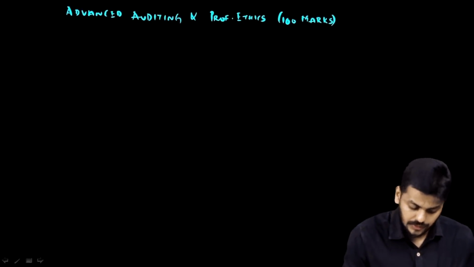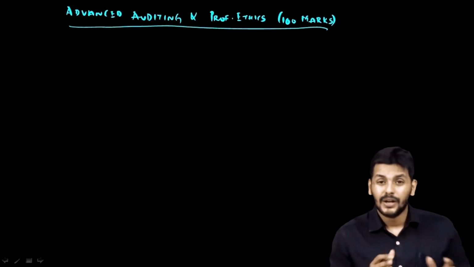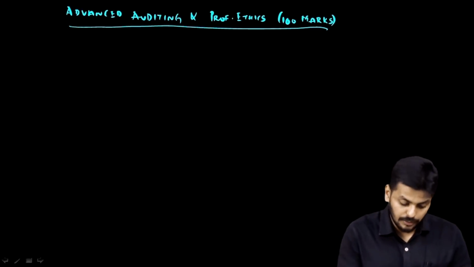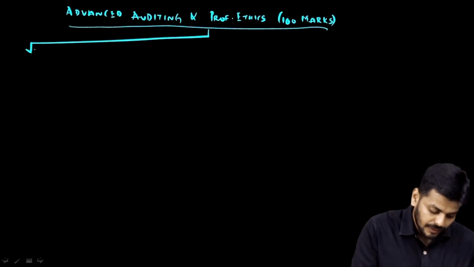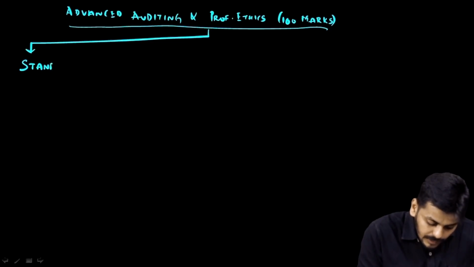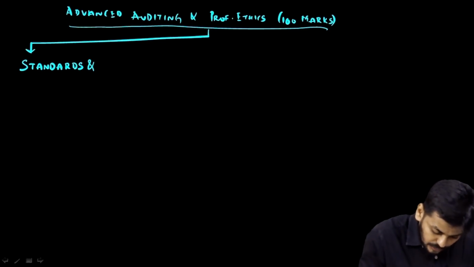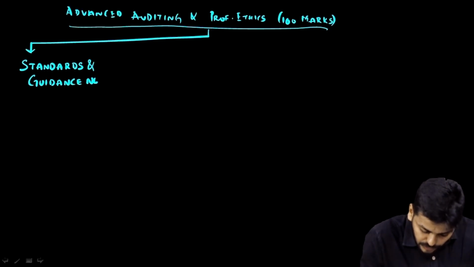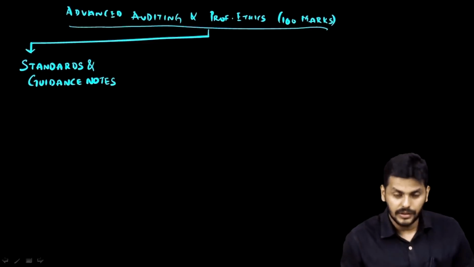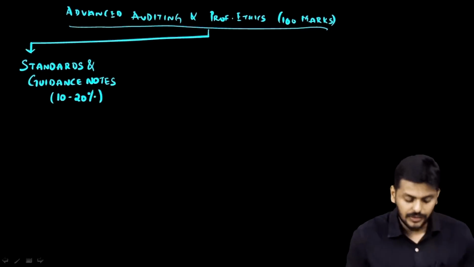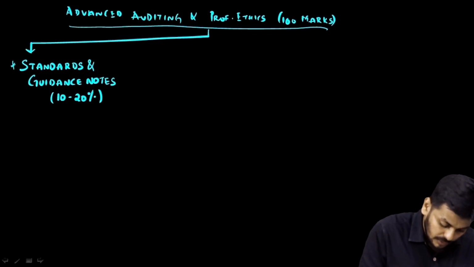Now what you need to understand here is that I'm going to break this down into 4 pieces, which will help us understand it in a much better way. The first piece is about the standards and guidance notes. One part of your syllabus is completely about standards and guidance notes. It is a very important part of your syllabus. Exclusively these standards and guidance notes will give you around 10 to 20% of marks. That's the weightage. So this is piece 1.